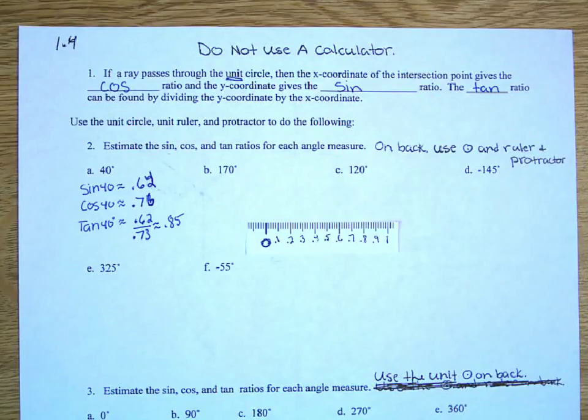How did I do 325? 325, so we only go for 180, so let's get the first 180 out of the way. How much past 180 do I have to go to get to 325? So I have to go 125 past here. Yep. Right after that.